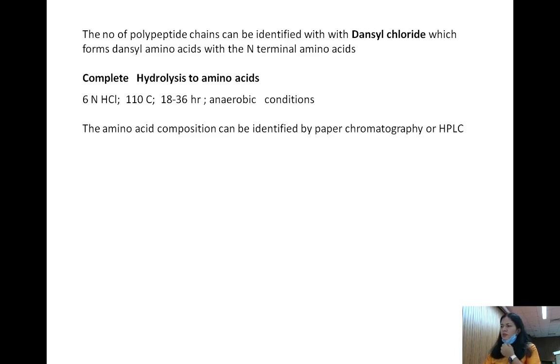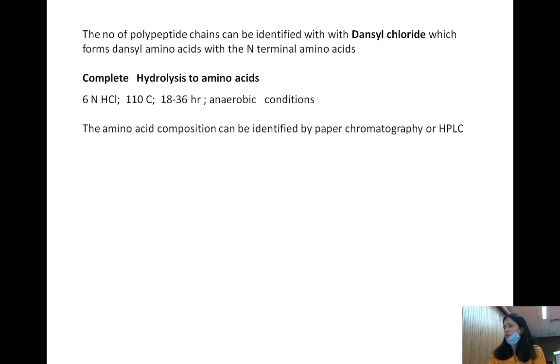So the first step is to treat the protein with urea or guanidine hydrochloride to break the non-covalent bonds, and beta mercaptoethanol to break the disulfide bonds. Then you get the individual polypeptide chains. Then treat those polypeptide chains with dansyl chloride to form the dansyl amino acid, to identify how many polypeptide chains are present in a protein.